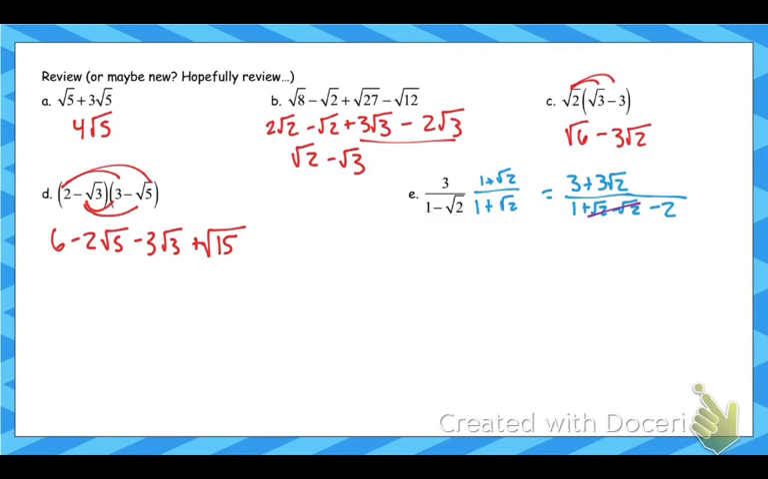So now from here, we can go ahead and simplify. So this is 3 plus 3 root 2. The bottom is going to be 1 minus 2, which is just negative 1. So I can simplify this to negative 3 minus 3 root 2.